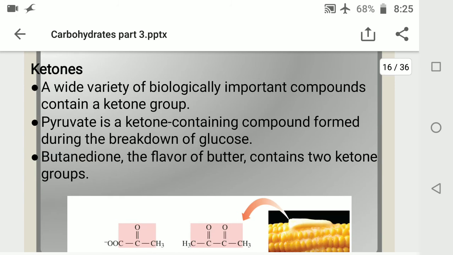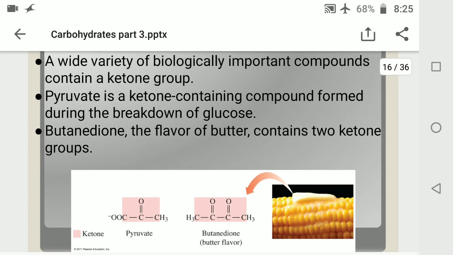A wide variety of biologically important compounds contain a ketone group. Pyruvate is a ketone-containing compound formed during the breakdown of glucose. Butanedione, the flavor of butter, contains two ketone groups.